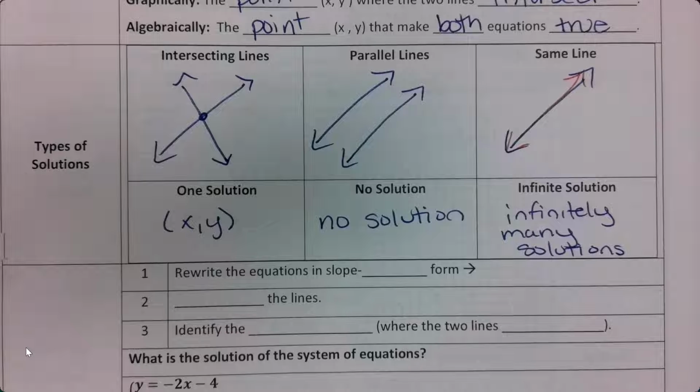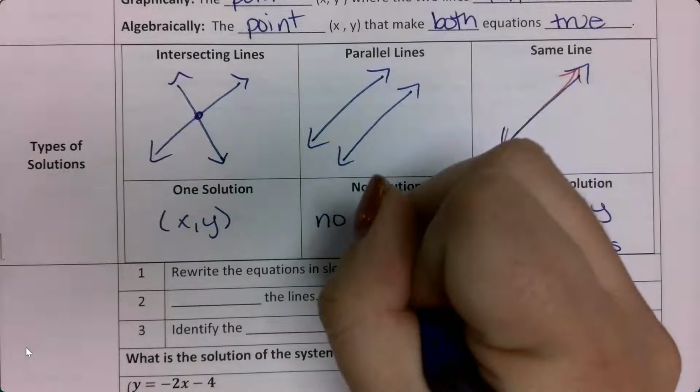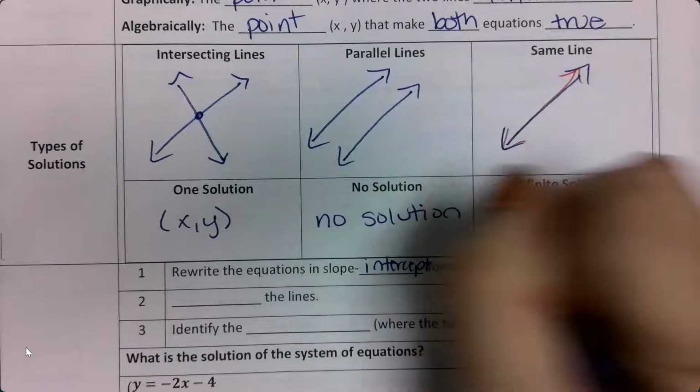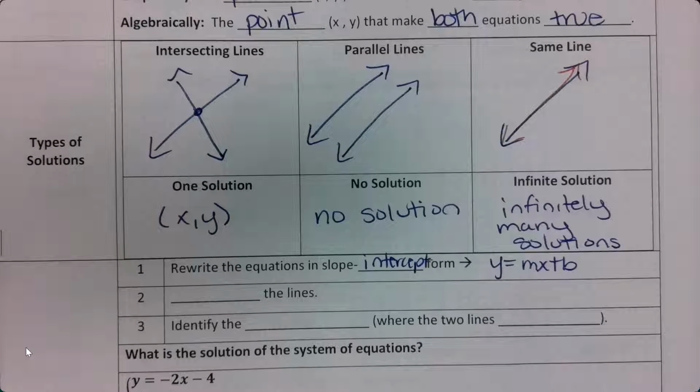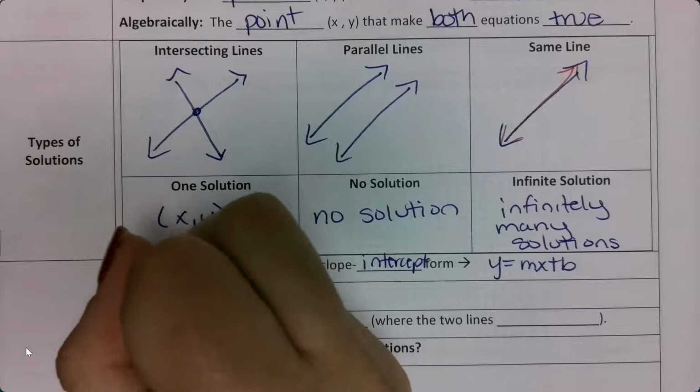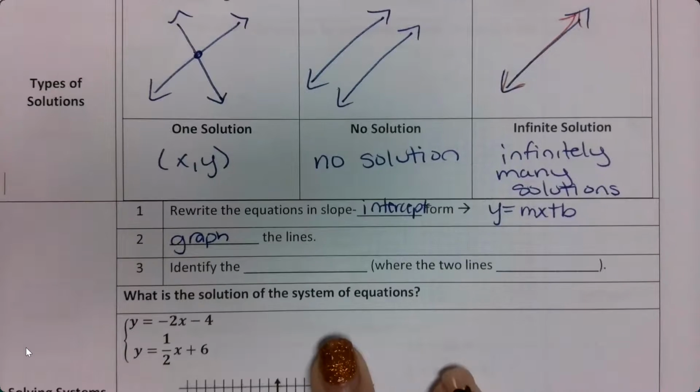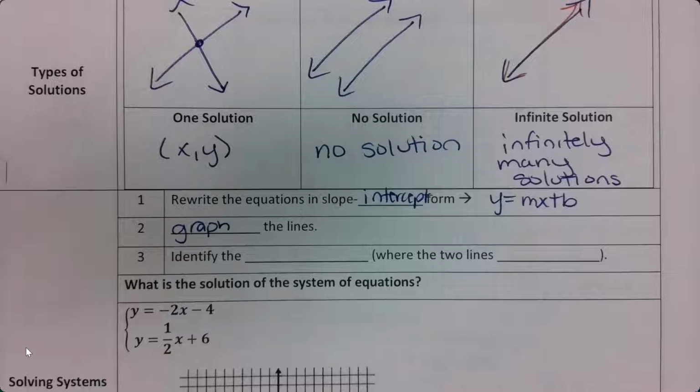So, like I said, today we're focusing on solving by graphing. My first step is to write my equations in slope-intercept form, which remember is y equals mx plus b. Then I want to go ahead and graph my lines. Then I want to identify my intersection.